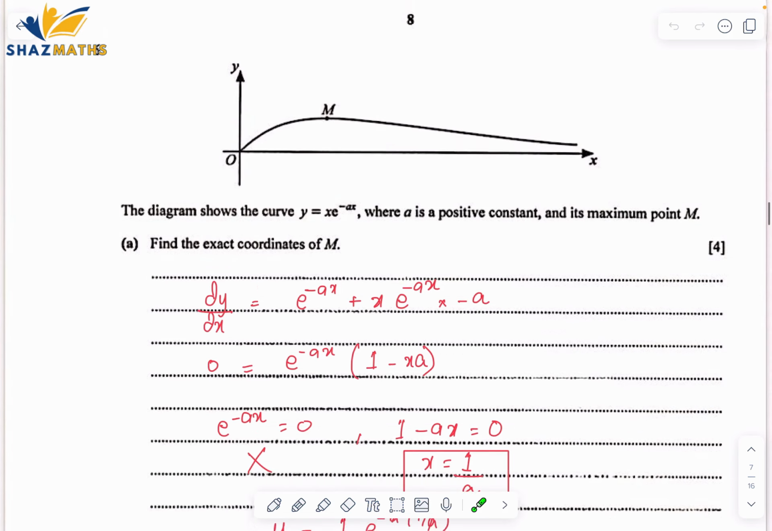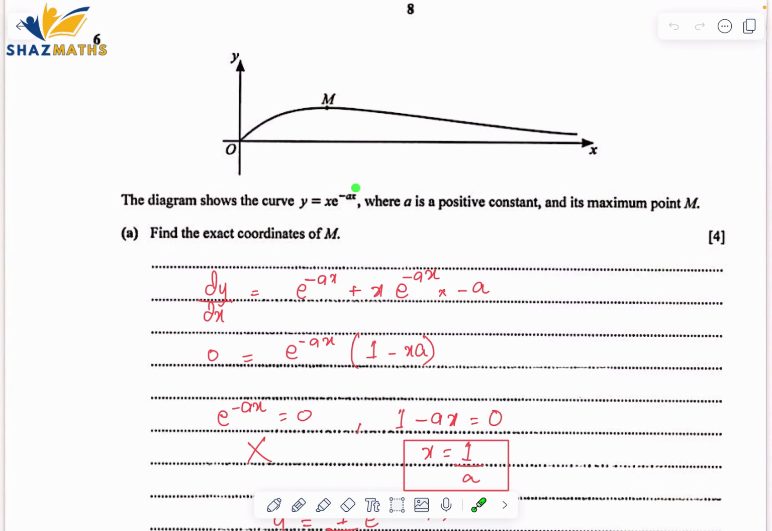Question number 6. The diagram shows the curve y equals x e to the power minus ax, where a is a positive constant and its maximum point is M. Find the exact coordinates of M. Since it's a turning point, the derivative will be equal to 0.